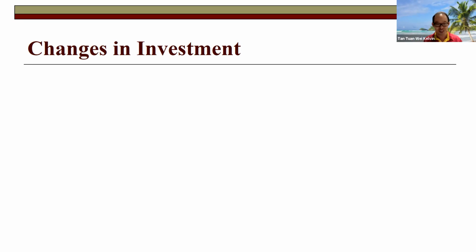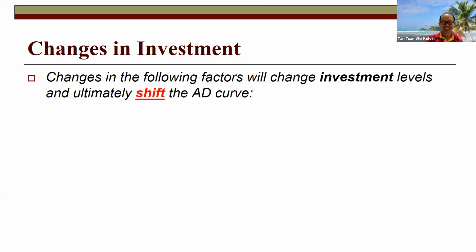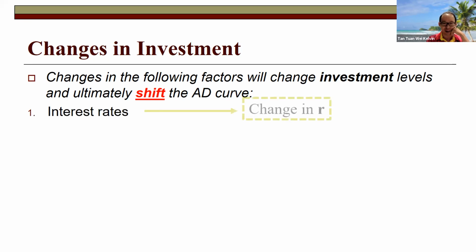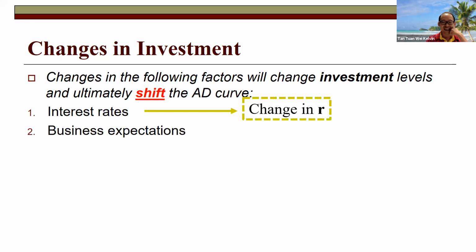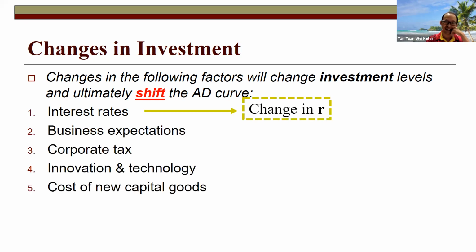This marginalist principle is everywhere in econ, so you should be happy to know this. Okay, so this is the firm's decision making for investment. There are other factors that will change investment levels. We'll talk about interest rate already. So change in R. There are business expectations, corporate tax, innovation and technology, cost of new capital goods.